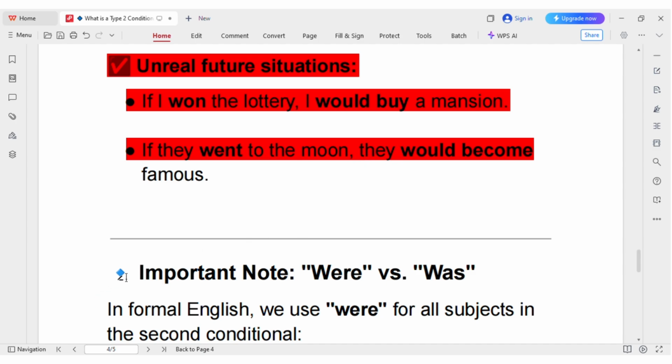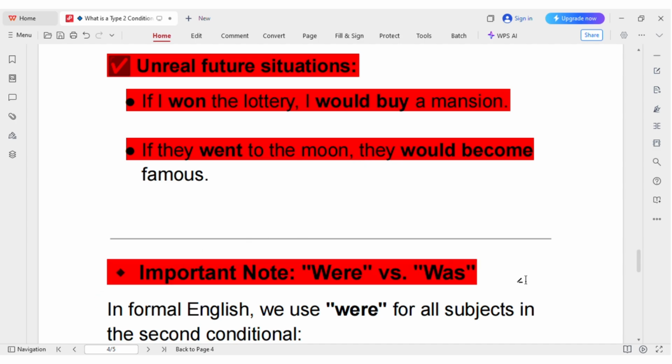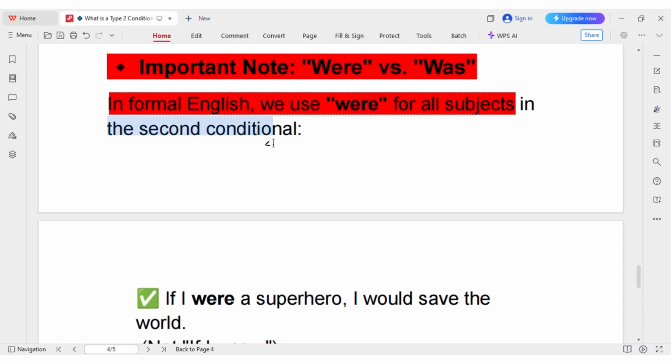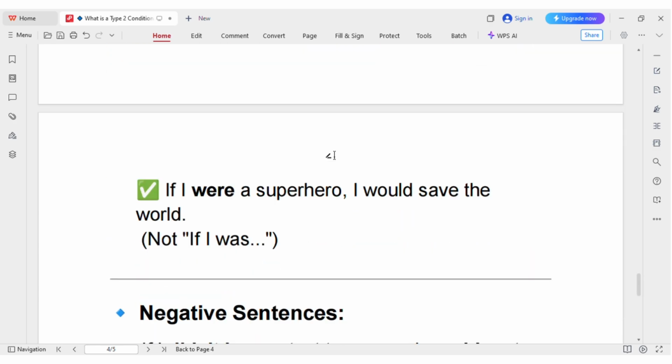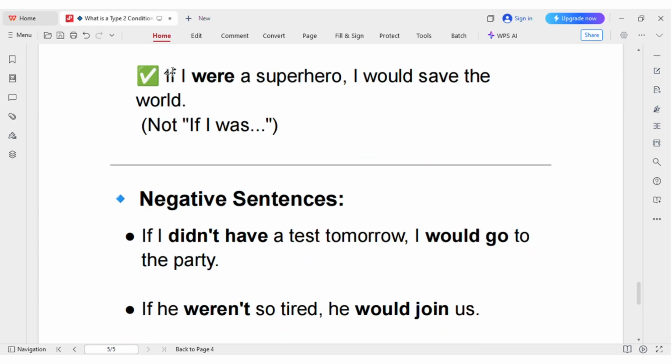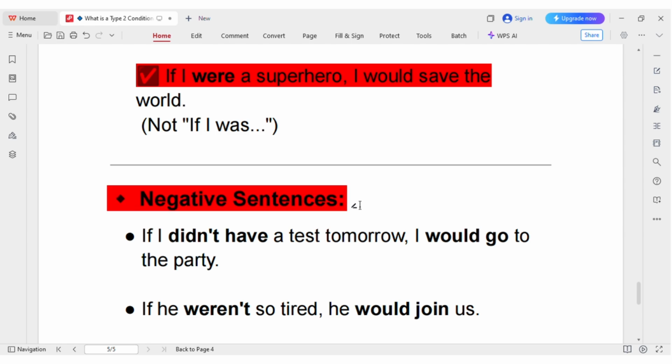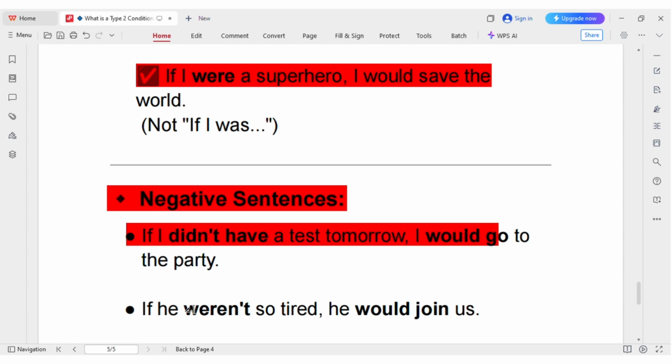Alright, students? Next important note about was and were is in formal English we use were for all subjects in the second conditional. Okay. Now more examples are here. If I were a superhero, I would save the world. Negative sentences, we can also use the second conditional sentence in negative sentences like this. If I didn't have a test tomorrow, I would go to the party. Okay, and if I weren't so tired, he would join us.